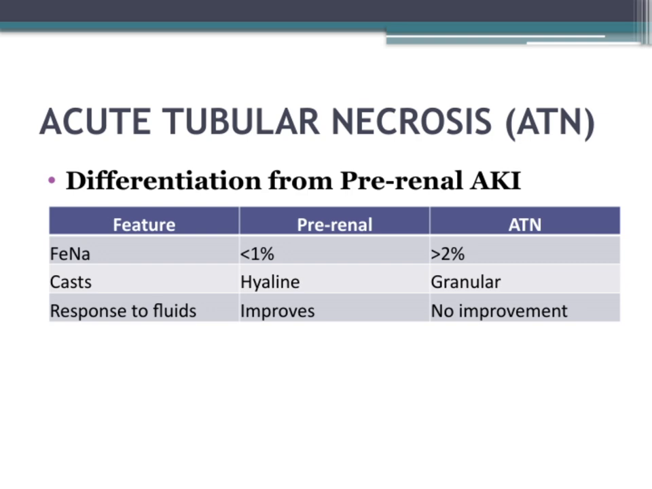When it comes to response to fluids, prerenal AKI generally shows improvement with volume repletion, as restoring perfusion helps restore kidney function. Conversely, in ATN, fluids alone usually don't lead to significant improvement because the tubular injury has already occurred. Understanding these differences is crucial for accurate diagnosis and management. Recognizing the features of ATN helps us differentiate it from prerenal causes and guide appropriate treatment strategies.